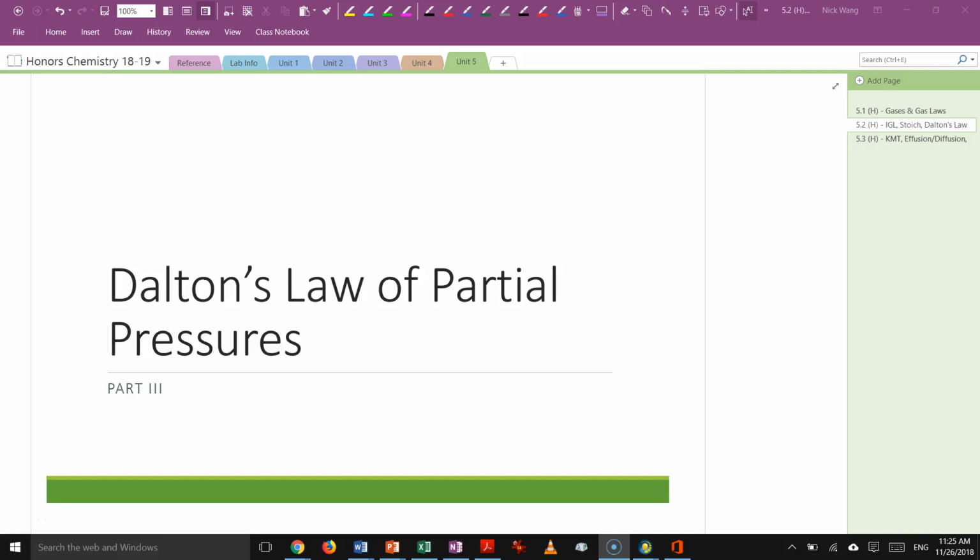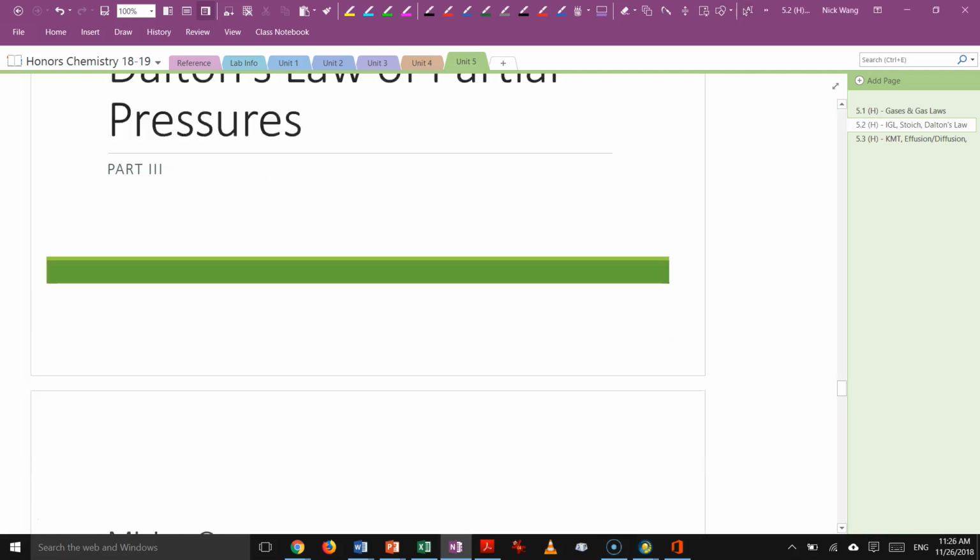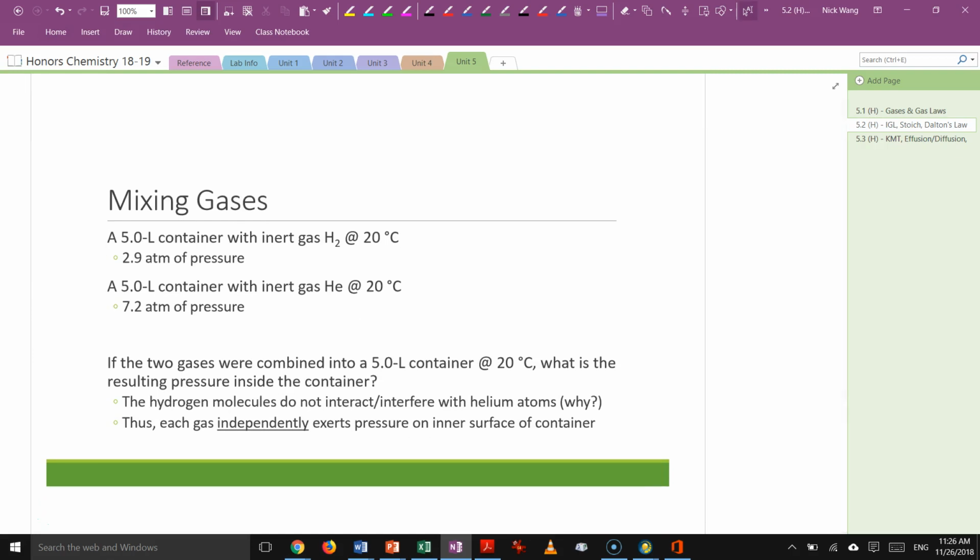In this lesson, we're going to learn about Dalton's law of partial pressures. You might actually recognize Dalton's name from the atomic theory we learned about some time ago. This is a little bit unrelated to that, but it still has an important influence on how we approached and learned about gases some years ago.